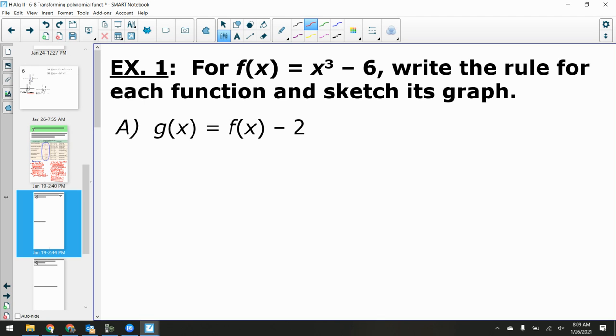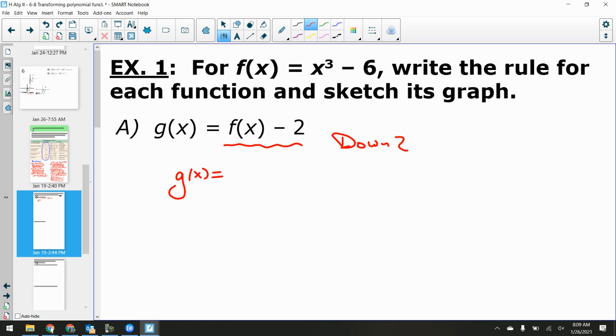So g of x is equal to f of x minus 2. First off, let's identify what that transformation is. What is an f of x minus 2? Down 2. So we can say that's a down 2.